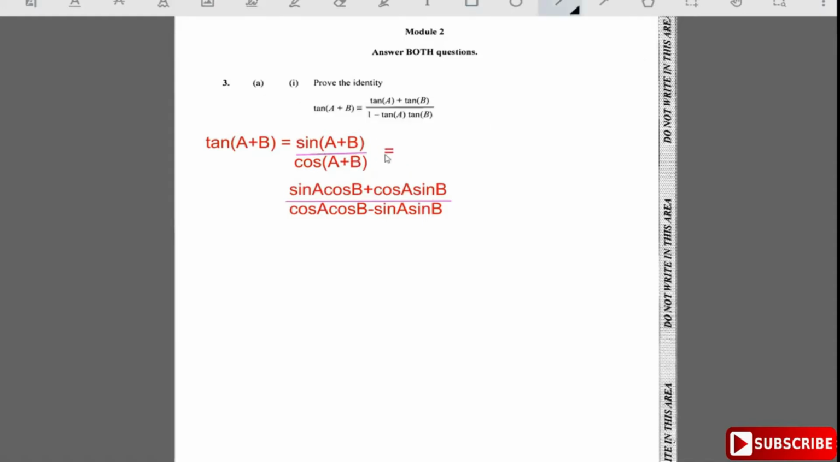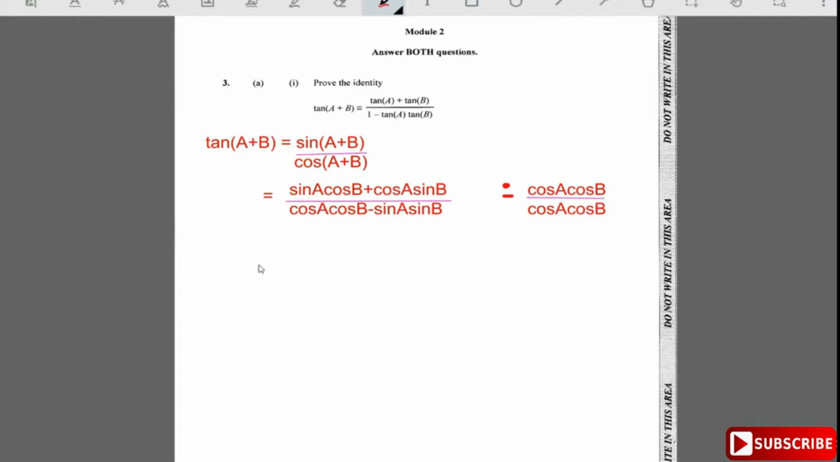I'm going to divide each term. So now I'm going to divide both the numerator and the denominator by cos A cos B. I'm dividing the numerator and the denominator by cos A cos B. I know it looks like a minus, but it is a divide.